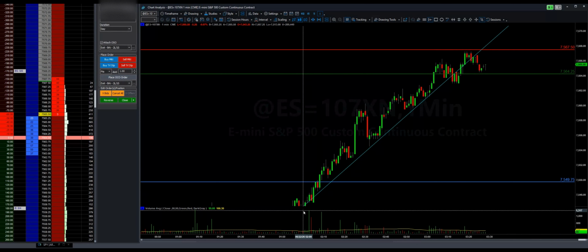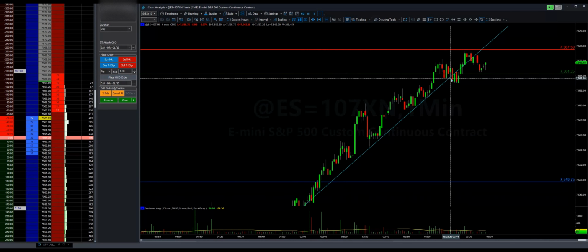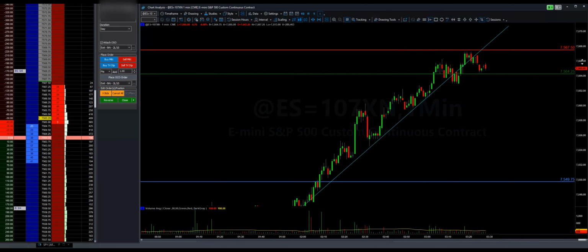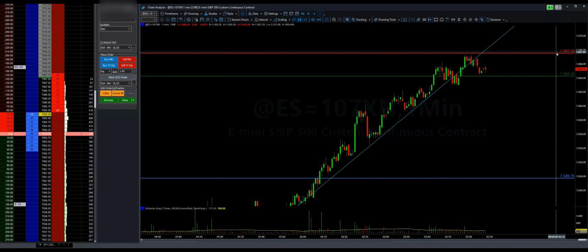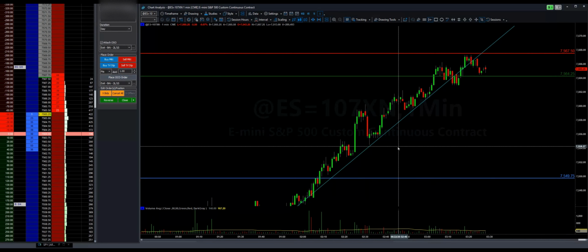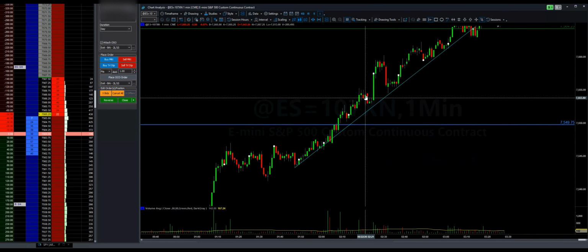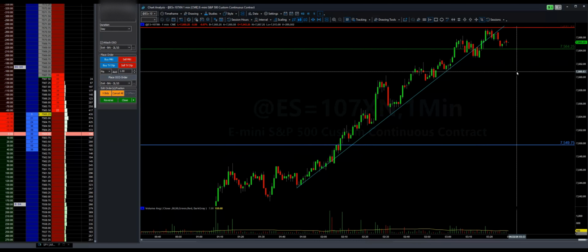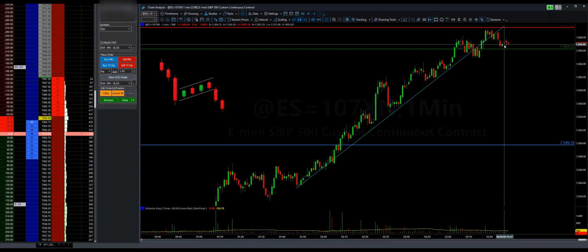The price already traded below the trend line. We got in here when it broke the trend line. My stop loss is above this one by a couple ticks. This is, we call it, the bear flag.